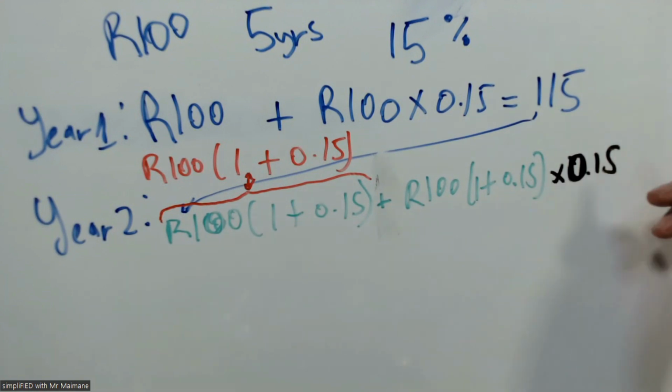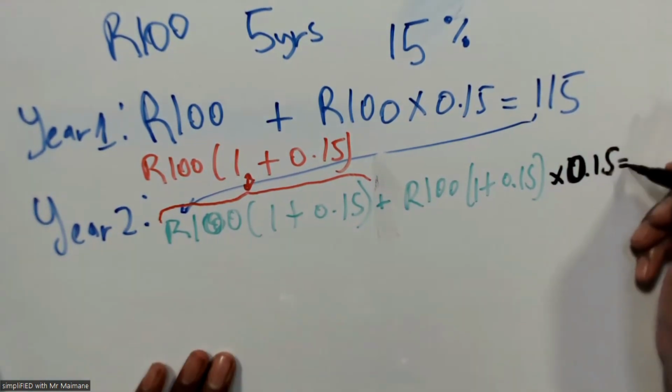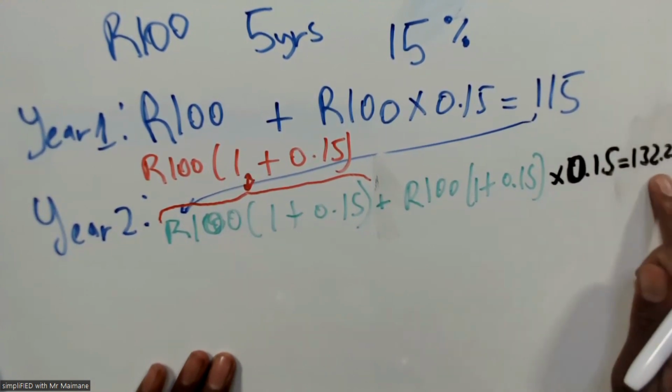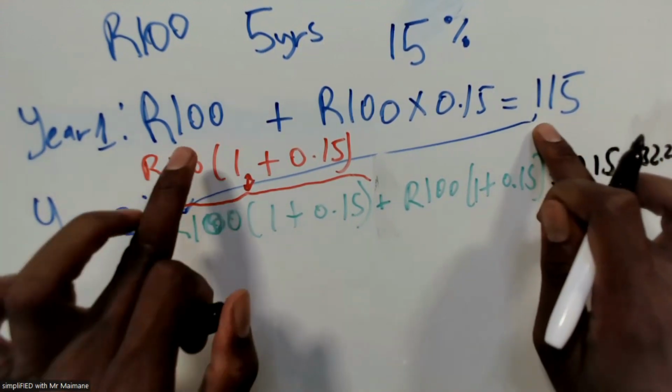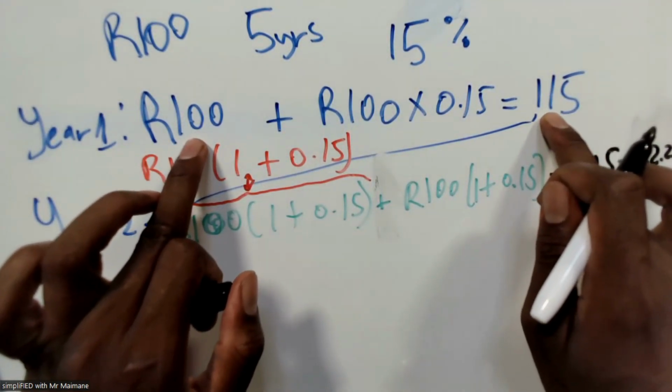I just multiply it by 15%. I don't know what value I'm going to get, which will give us 132.25. But somehow 132.25 is a bigger value than what I could have got if it was simple interest. Because if it was simple interest, I could have gotten 130. But that's not what I want to argue.